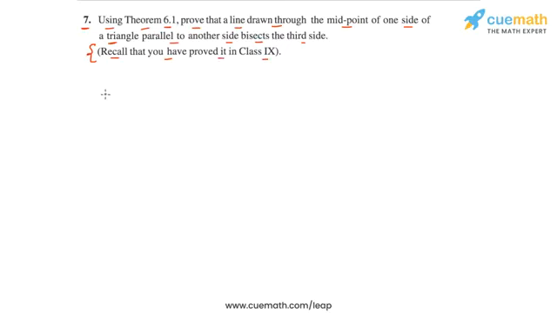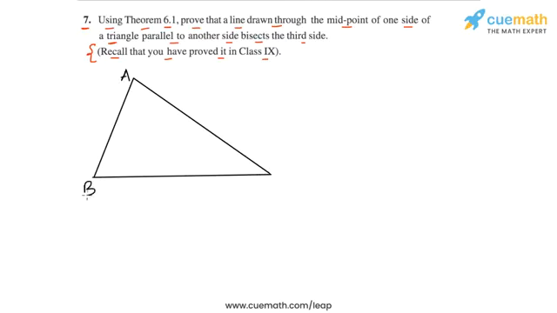Okay, so to solve this problem, let's first draw a figure for the situation. So let's draw a figure of any triangle. So this is the triangle I am going to use. Let's label the vertices A, B, C, and let's take the midpoint of side AB. So let's say this D point is the midpoint of AB. Now through D, let's draw a parallel to BC, intersecting AC at this point E. Okay, so we have drawn DE parallel to BC, and D is the midpoint of AB.